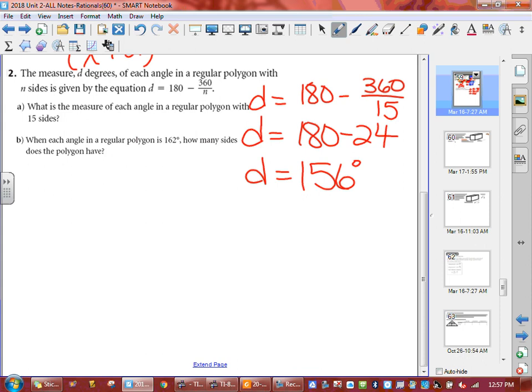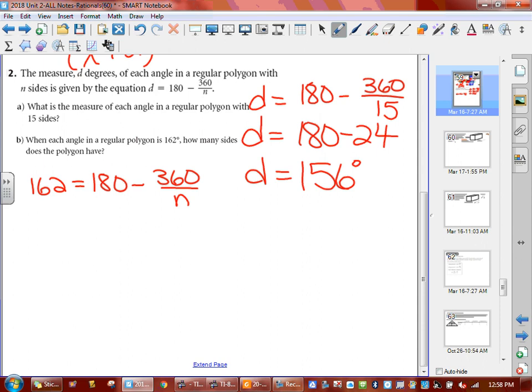Okay, 156 degrees. So B now tells us every angle is 162. So then how many sides does the polygon have? So now we're going to be solving for n, and we know the D number. So we're going to be going 162 equals 180 minus 360 over n. That's how we're starting that side.